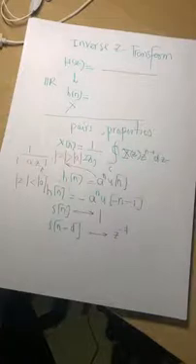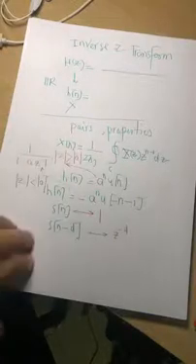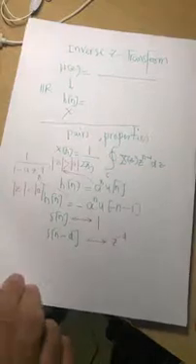So let's do an example. If you are asked to find the inverse Z transform of 1 over 1 minus 0.3 z inverse, times 1 over 1 minus 0.2 z inverse.